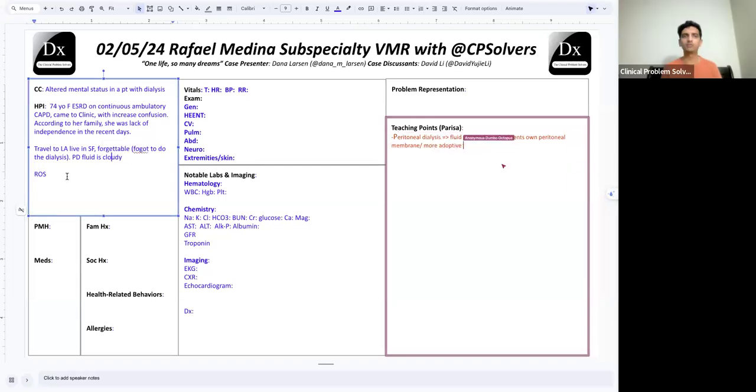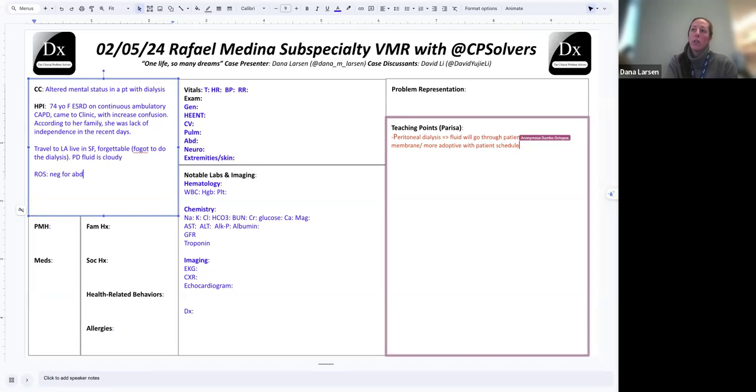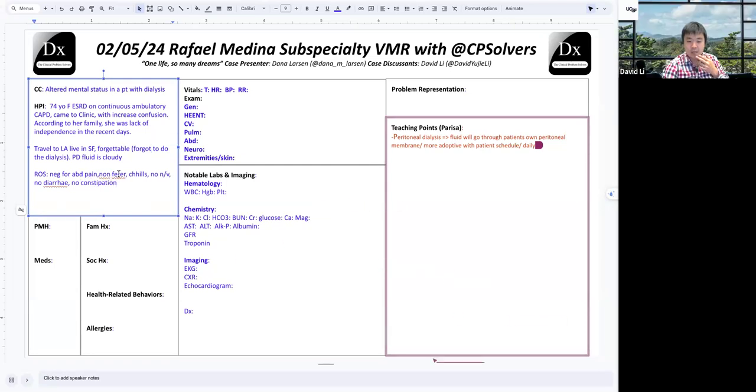I think we can have review of systems. Yeah. Okay, so her ROS is actually negative for abdominal pain, fevers, no chills, no nausea, vomiting, no diarrhea, and no constipation. Perfect.